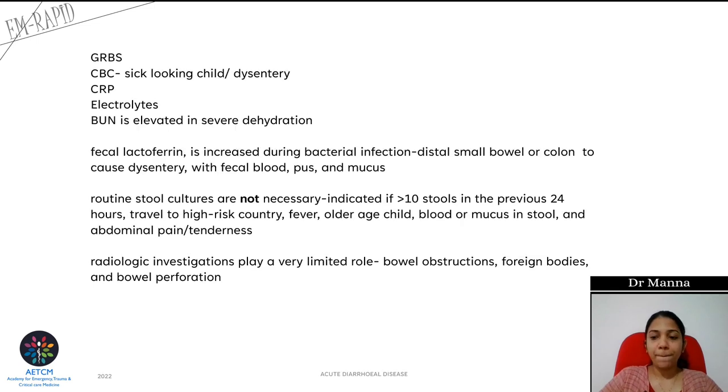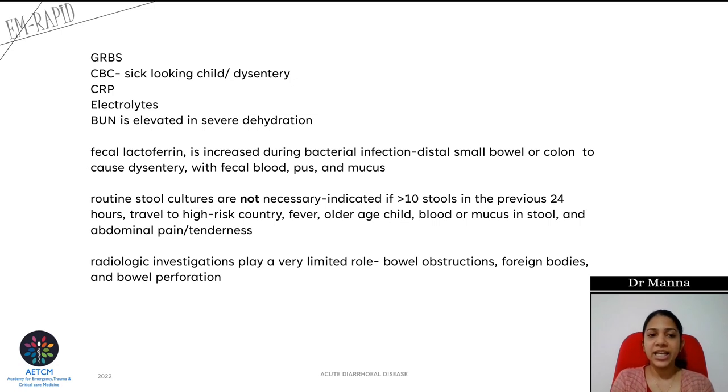So, in the ER, what investigations should be done? Actually, if a child presents with diarrheal disease, the only treatment is correction of the dehydration. We don't want to investigate the child or unnecessarily prick the child. But in some conditions, we will be checking some of the lab parameters. GRBS will be checked if the child is appearing drowsy. We have to rule out hypoglycemia because the child might not be taking much oral feeds.